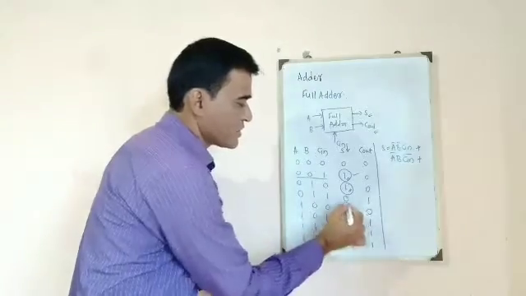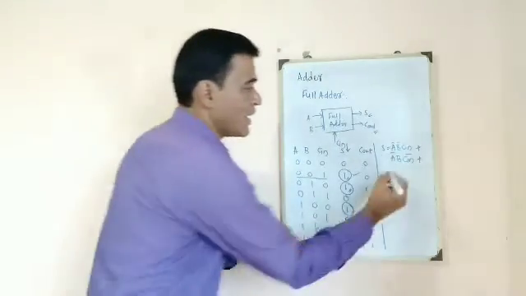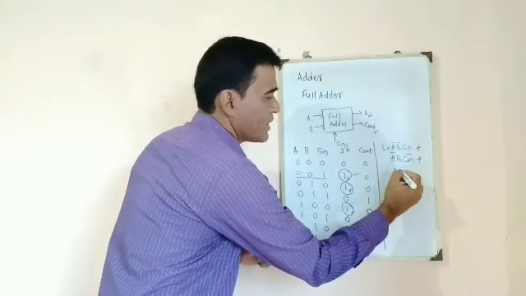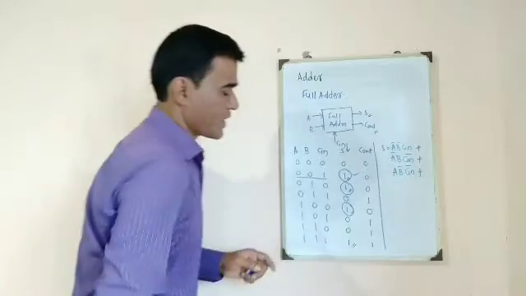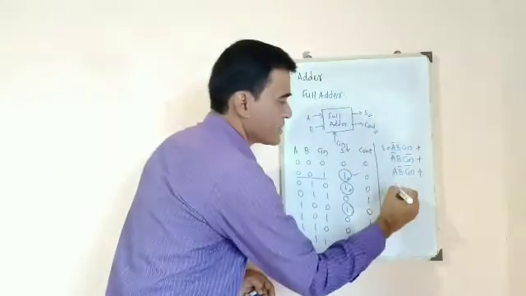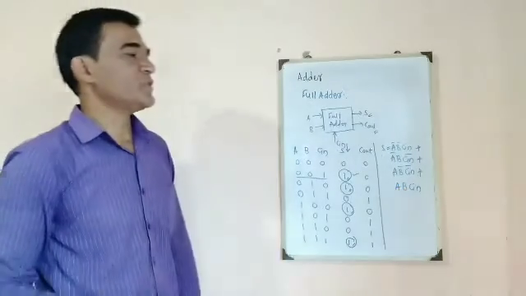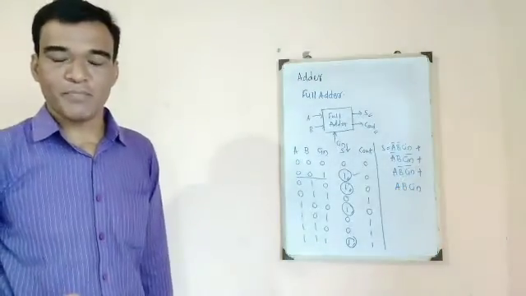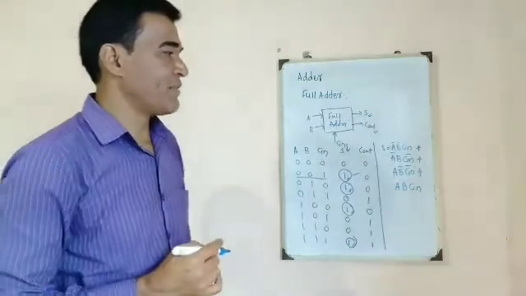Next value is this one, 1. Here the input combination is 1 0 0. Hence I can write this as A B bar C in bar. And the last value is 1 1 1. Here I need to write this as A B C in. Now this is the expression for sum. I need to simplify it, right? How can I simplify this?